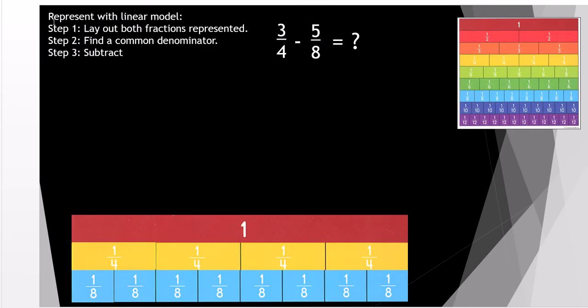So let's remember our steps. Represent with a linear model. We're going to use a linear model, and remember this is the whole. For example, here we don't have 4 pieces of pizza. I mean, it's not like we have 4 pizzas. We have a whole pizza that has 4 pieces.